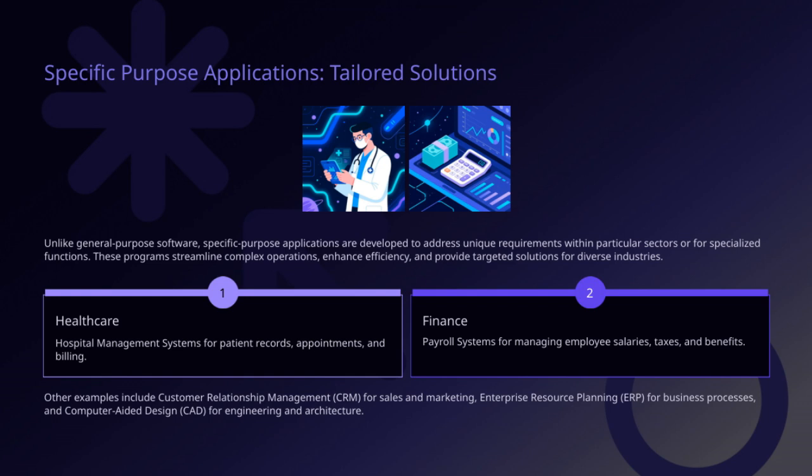What's important to notice here is that unlike general-purpose software, these specific-purpose applications are designed to meet the unique needs of particular industries or functions. They address complex operations, boost efficiency, and provide targeted solutions. By tailoring software to specific requirements, organizations can optimize performance and focus on what truly matters within their sector. This is a key part of how technology supports specialized industries and improves overall effectiveness.